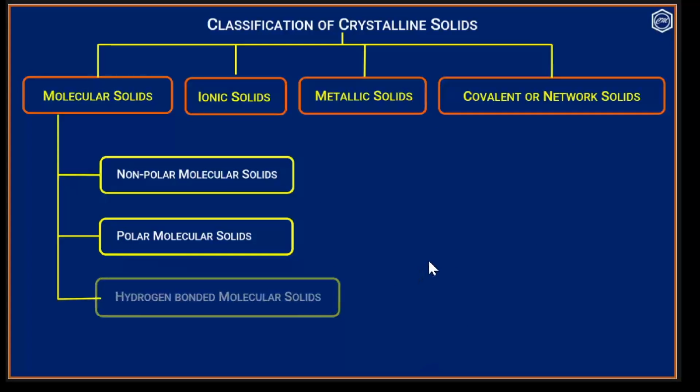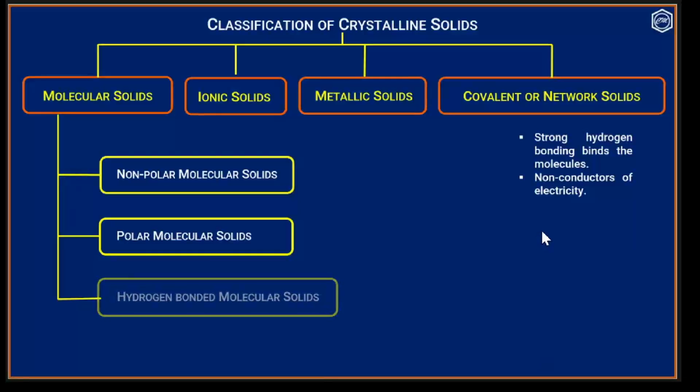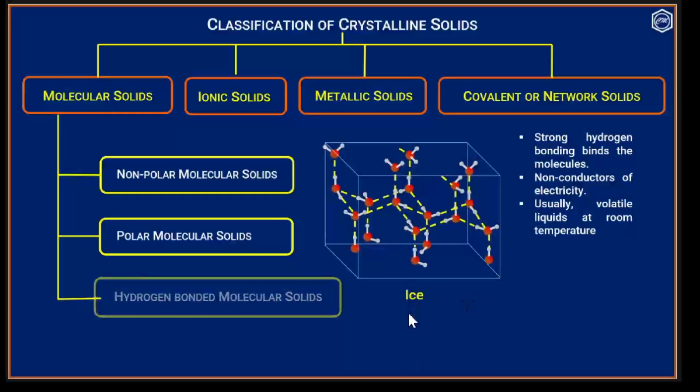The third category is hydrogen bonded molecular solids. Strong hydrogen bonding binds the molecules. Non-conductors of electricity, usually volatile liquids at room temperature. An example is ice crystal, and this dotted line represents the hydrogen bonds.